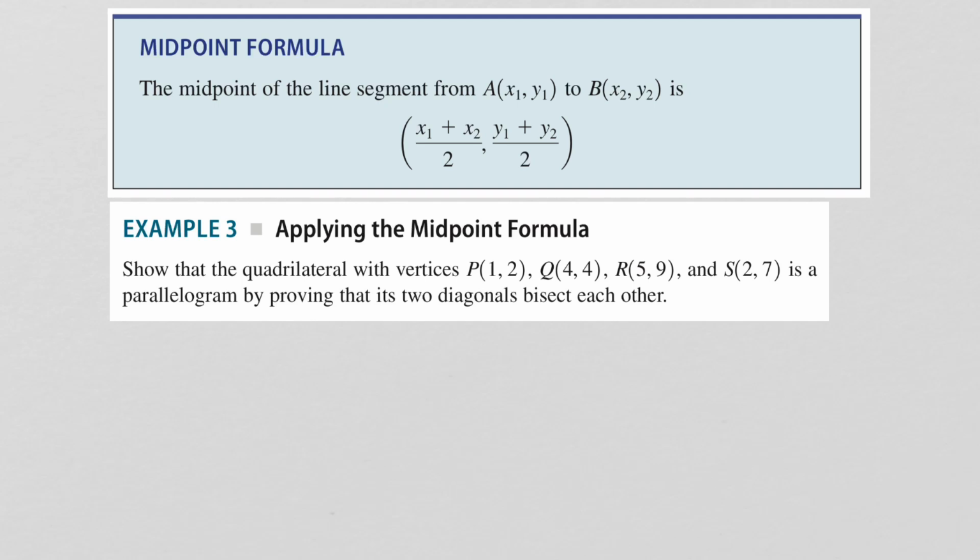Now, what is this formula really saying? It's saying that the x-coordinate of the midpoint is simply the average of the x values of your endpoints. And the y-coordinate of your midpoint is the average of the y values of your endpoints.